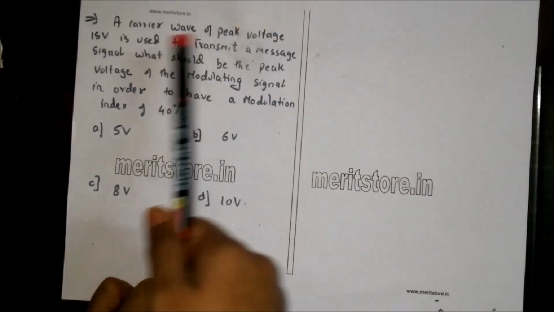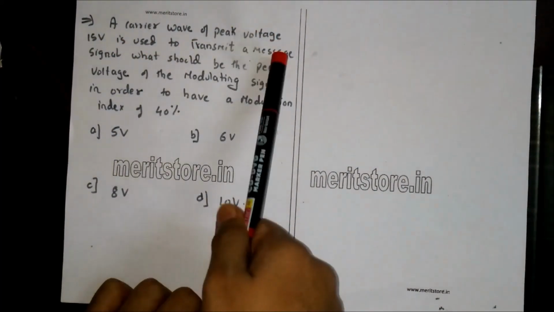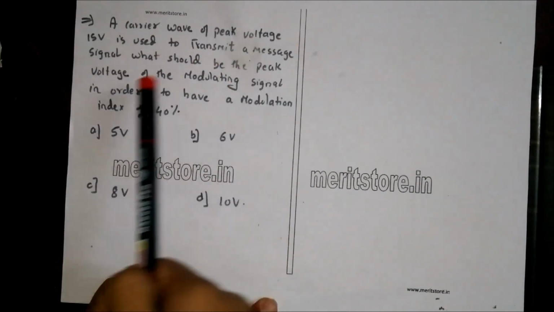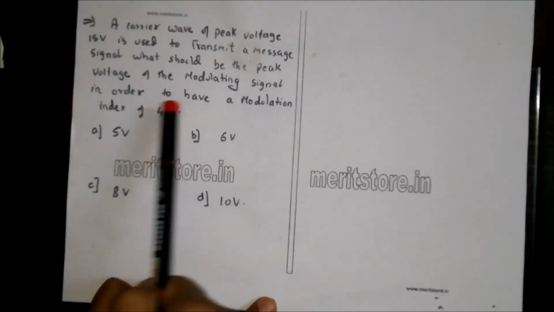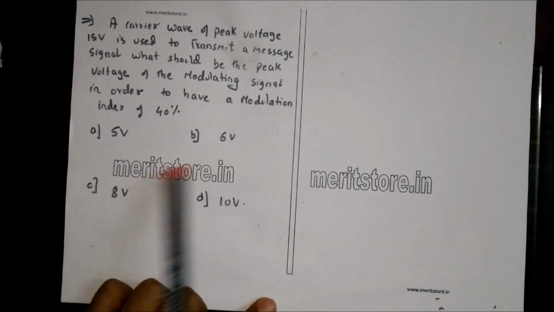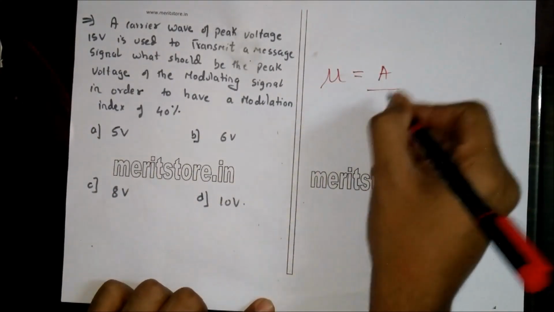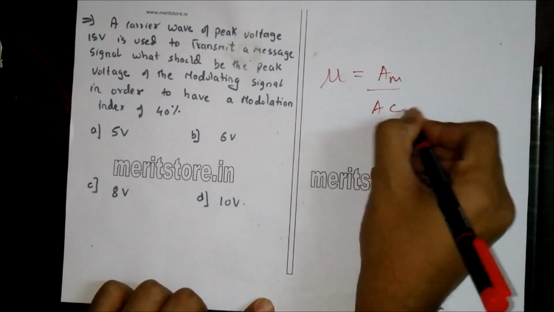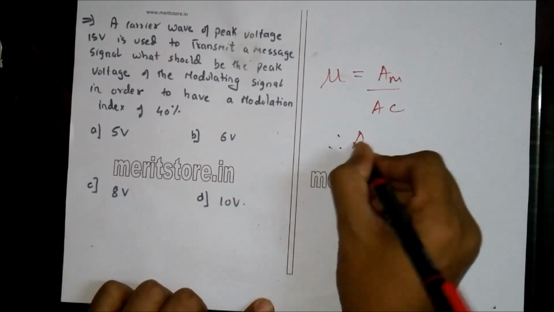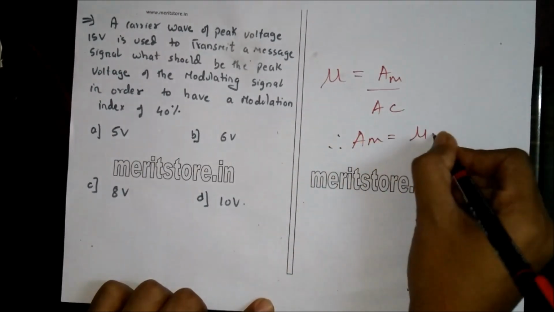A carrier wave of peak voltage 15 volts is used to transmit a message signal. What should be the peak voltage of the modulating signal in order to have a modulation index of 40%? Here are the options. Now we know that the modulation index mu is equal to AM upon AC. Therefore, in order to find AM, it will be equal to mu into AC.